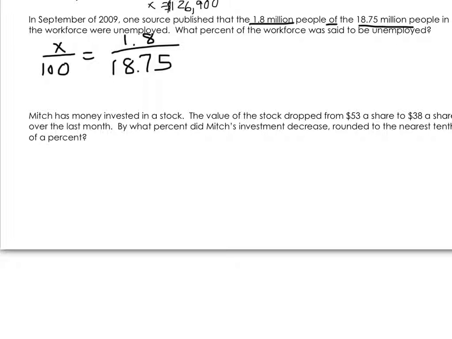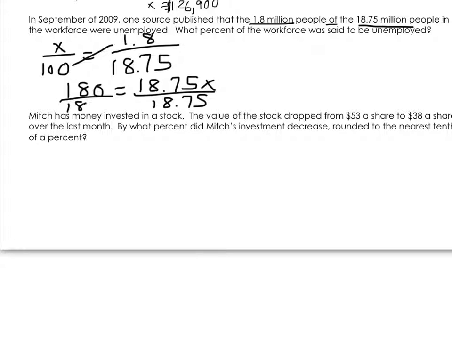So now we want to cross multiply. So we have 1.8 times 100. That'll give us 180 equals 18.75x. We'll divide both sides by 18.75. So we'll have 180 divided by 18.75. 9.6. 9.6% of the workforce was unemployed in 2009.